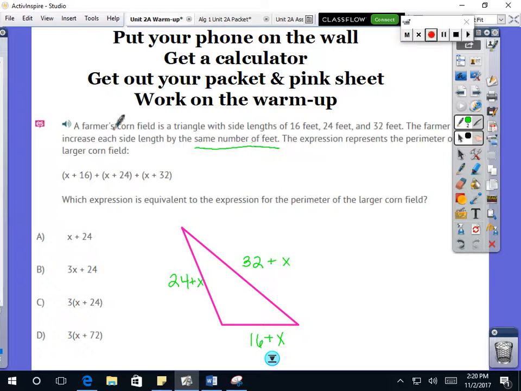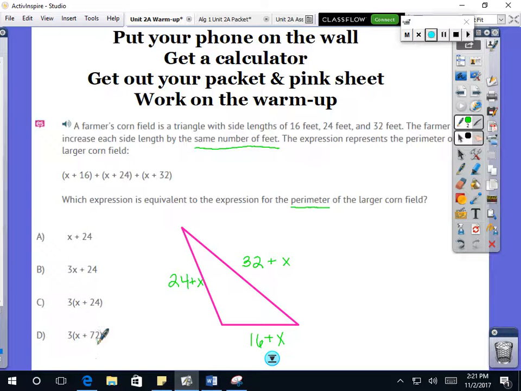Okay, so look, here's x plus 16. That's this side. They just wrote it 16 plus x, but that's okay. X plus 24 and x plus 32. Why is it that he's adding up the three sides? Perimeter. Thank you. Now, the question asks which expression is equivalent to the expression for perimeter of the larger cornfield. Okay, this is representing the larger cornfield once x has been added to each of the sides, but they want to know which one this is equivalent to.